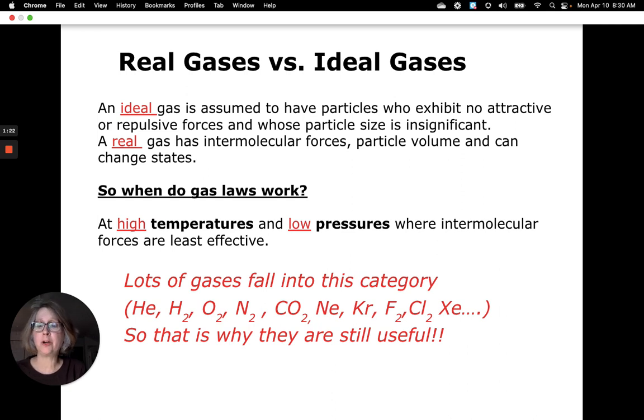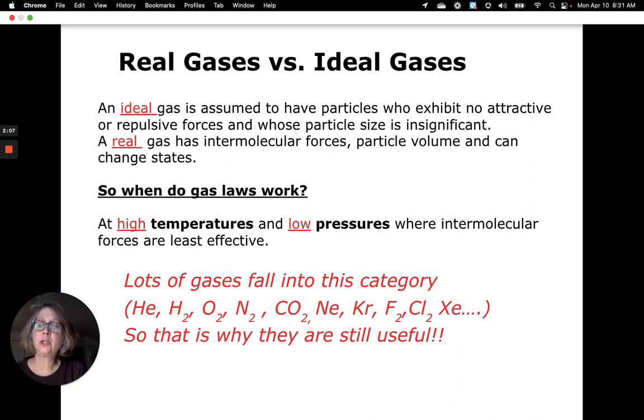Now, high temperature and low pressure is relative to the gas, and there are a lot of gases where normal conditions, like room temperature and atmospheric pressure, are considered high temperatures and low pressures because they are very far from being at conditions where they would condense. And so ideal gas laws are really good at predicting things for many gases, the ones that are pretty familiar to us, like helium, hydrogen, oxygen, carbon dioxide, neon, krypton, fluorine, chlorine, or xenon. You can see there are a lot of gases where the ideal gas laws are very predictive because they're nowhere near the temperatures and pressures where they will start to condense. And so that's why they're useful.